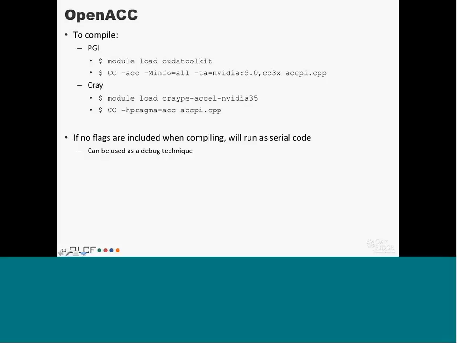It's a pretty specific module in this case, but it's the same idea. Use the capital CC compiler, and instead of -acc, you use the -h pragma, and that you need for compiling. And the thing to note is if you don't compile it with your -acc or -h pragma acc, then it'll run in serial code. And that can be used as a really nice debugging tool.